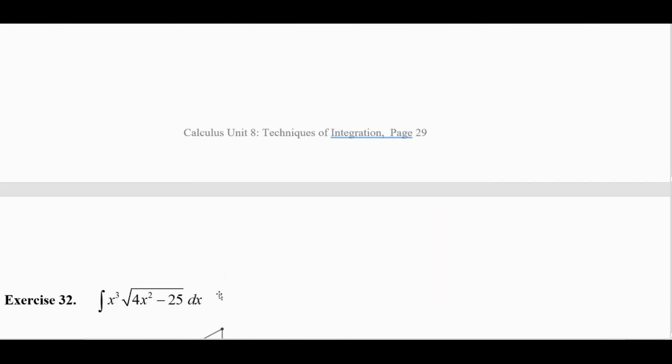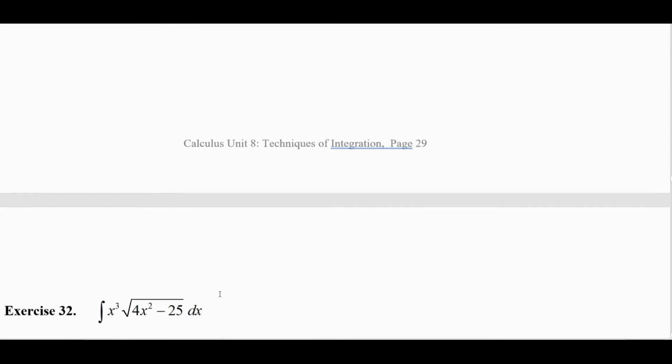Of course, as always, pause the video, rewind if you need to see any of those steps a little bit slower. Okay, so here's another one. See if you can try this one yourself: the family of antiderivatives of x cubed times the square root of 4x squared minus 25 dx. Work this out yourself. Come back and check your work when you're finished. Press pause now.